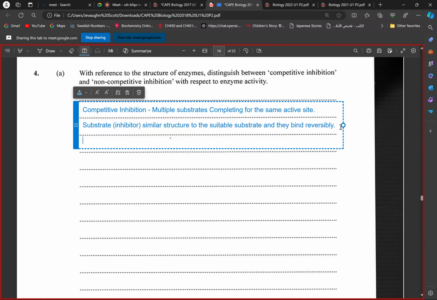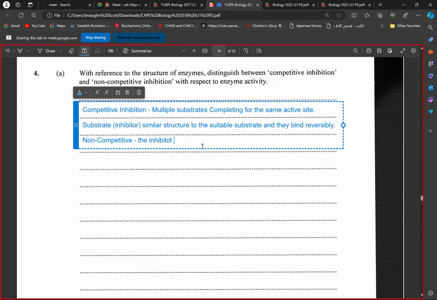And when we talk about non-competitive inhibition now, a substance binds to an allosteric site. They're going to talk about it binding to the allosteric site, that's not the active site. It's anywhere but the active site. But it can change the active site, so the substrate cannot interact with it.